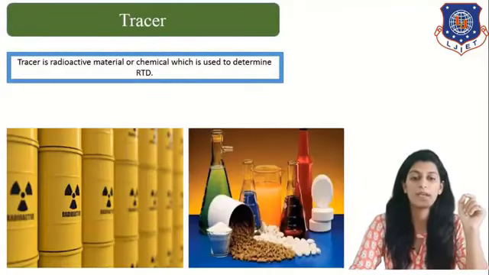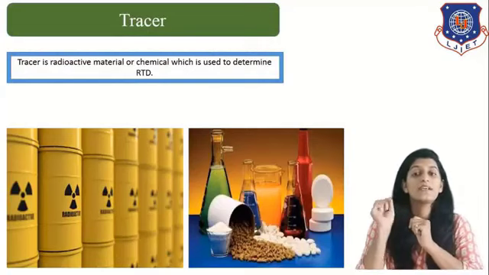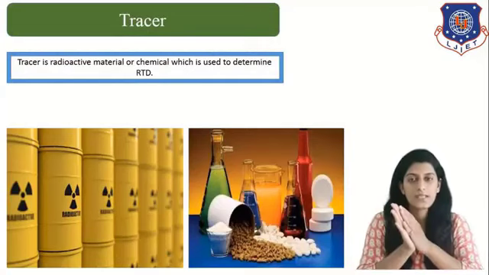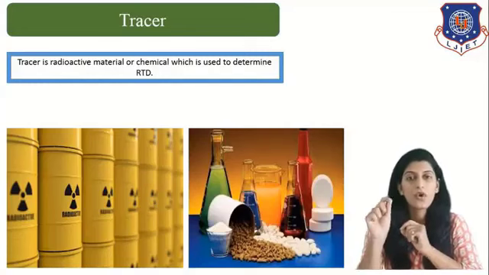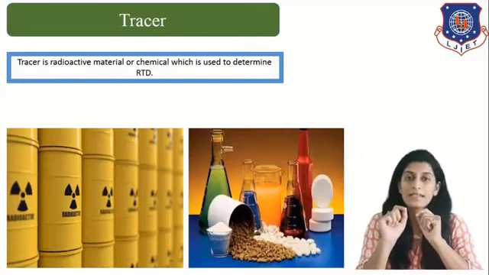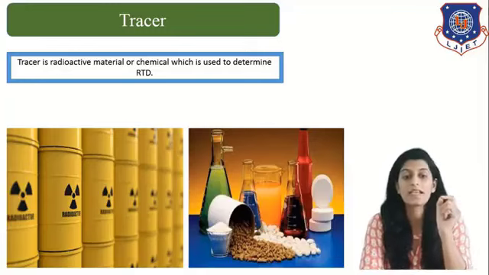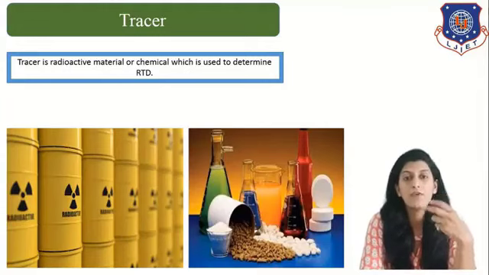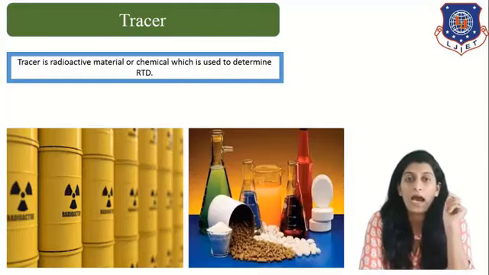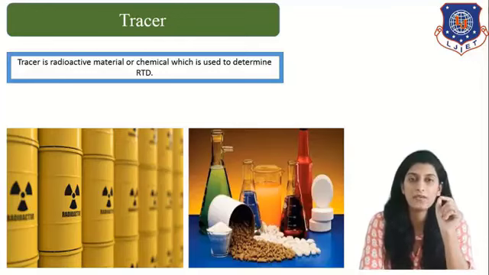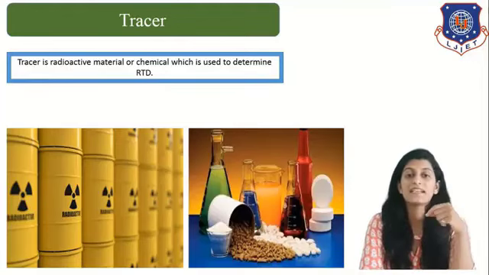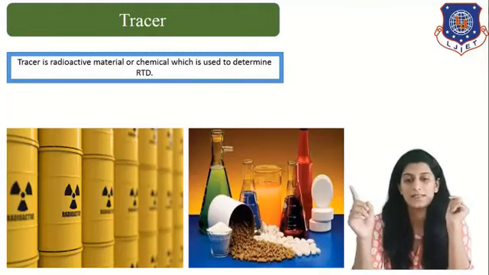The first topic which is very important when you are dealing with RTD is tracer. So let's first recall what we mean by RTD. RTD is basically a characteristic of a reactor which is responsible for determining the performance of any reactor, right? RTD determination is quite important in each and every type of reactor, and for determining RTD we need a substance which is known as tracer.